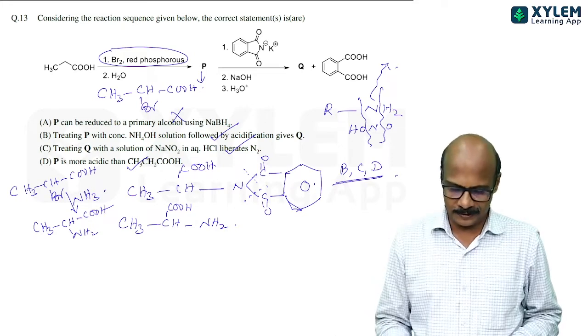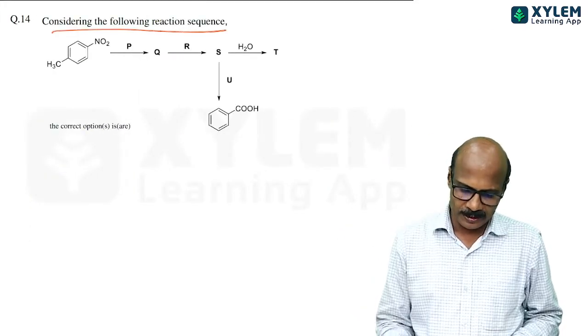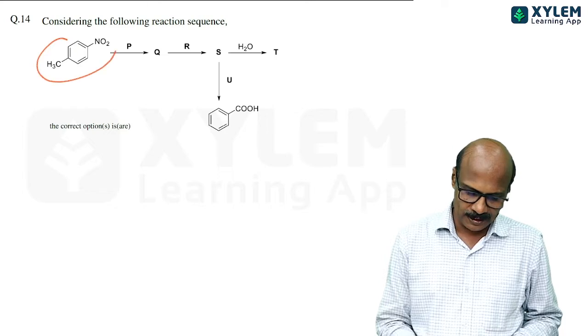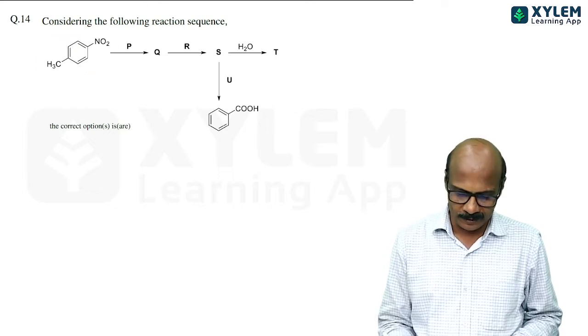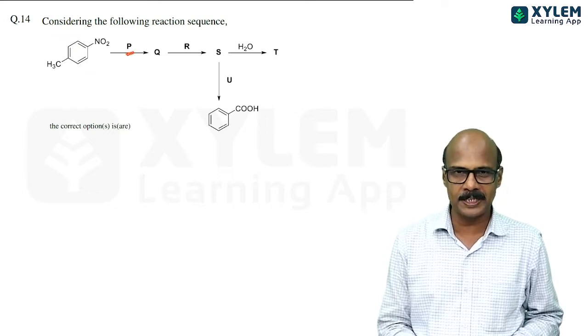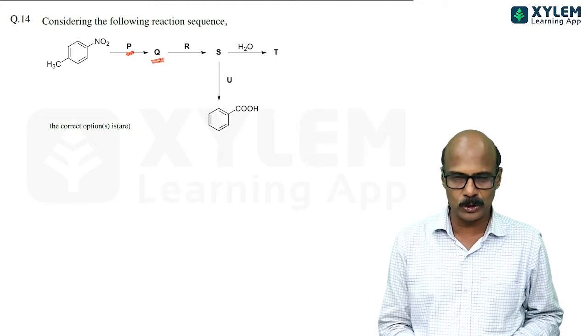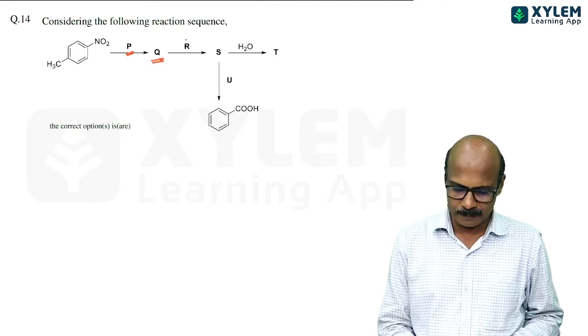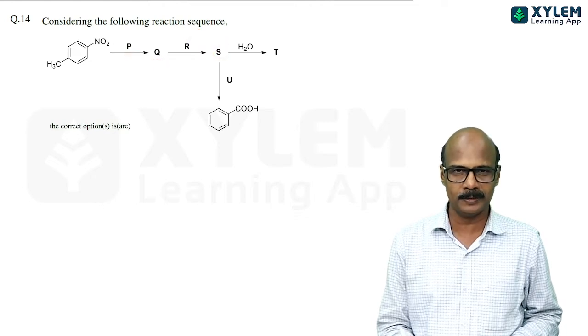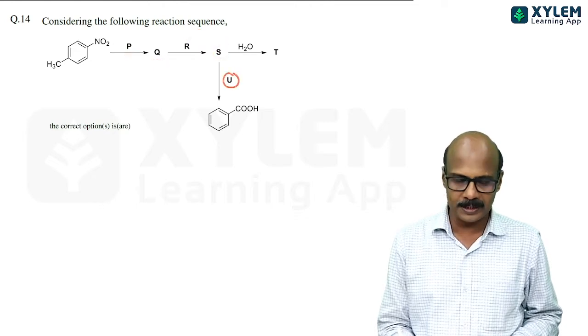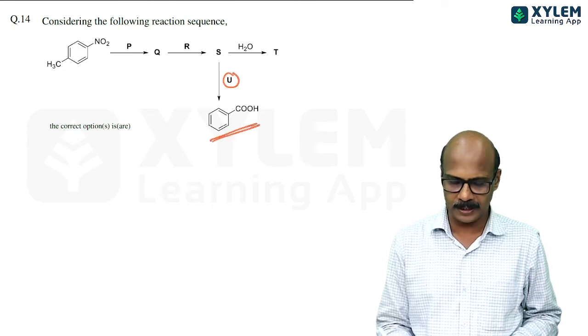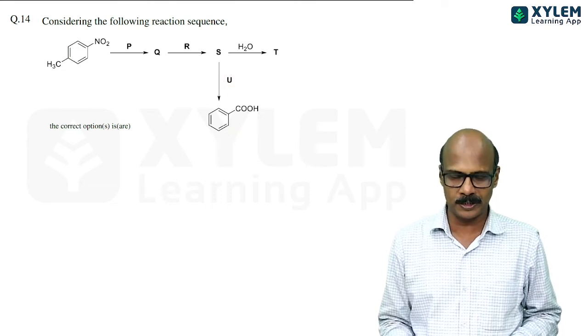Now, let me go to the next question. Consider the following reaction sequence. First one is given as para-nitrotoluene. This is subjected to a reagent P so that you are getting Q as the product. Then it is subjected to another reagent R so that you are getting S as the product. S is treated with another reagent U, you will get benzoic acid. What is the first option given?